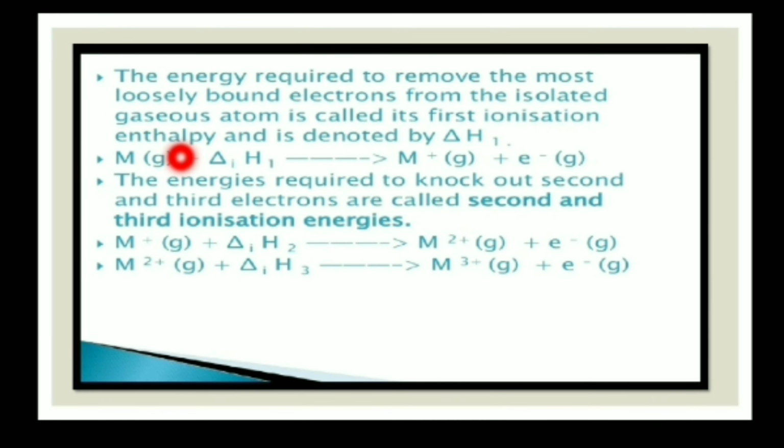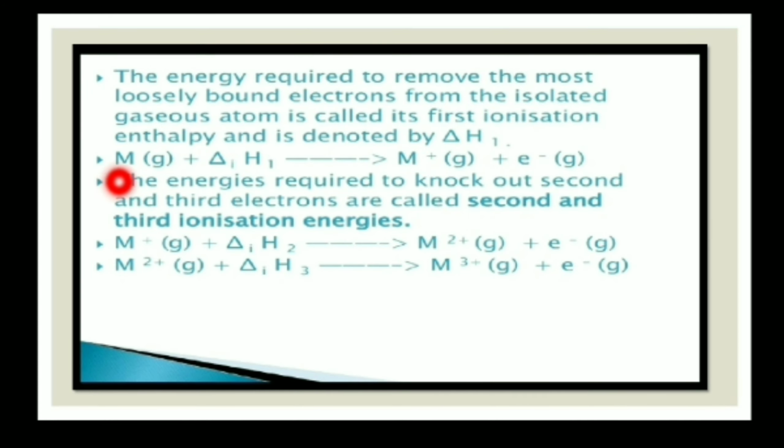Then, the meaning of first, second and third ionization enthalpy. The energy required to remove the most loosely bound electron from the isolated gaseous atom is called its first ionization energy, represented by delta H1. The energy is needed to remove the electron from the gaseous atom, so it forms a gaseous cation.